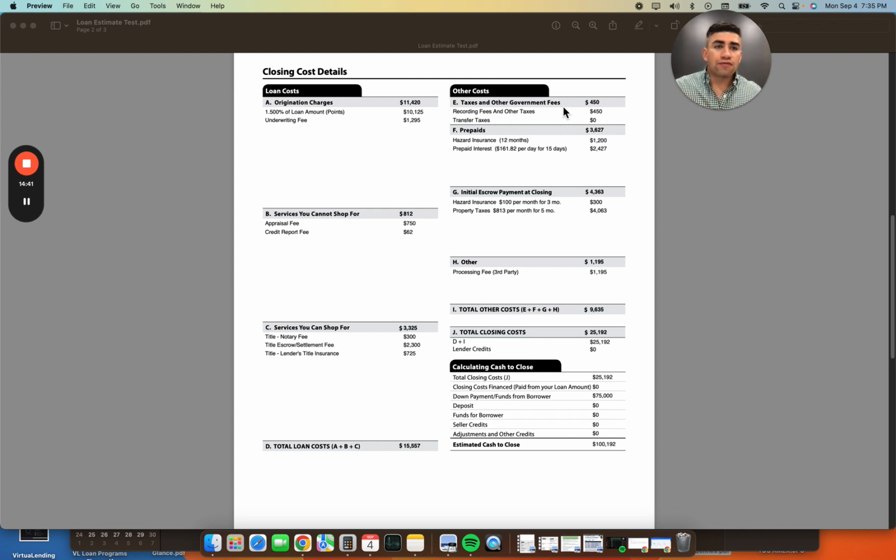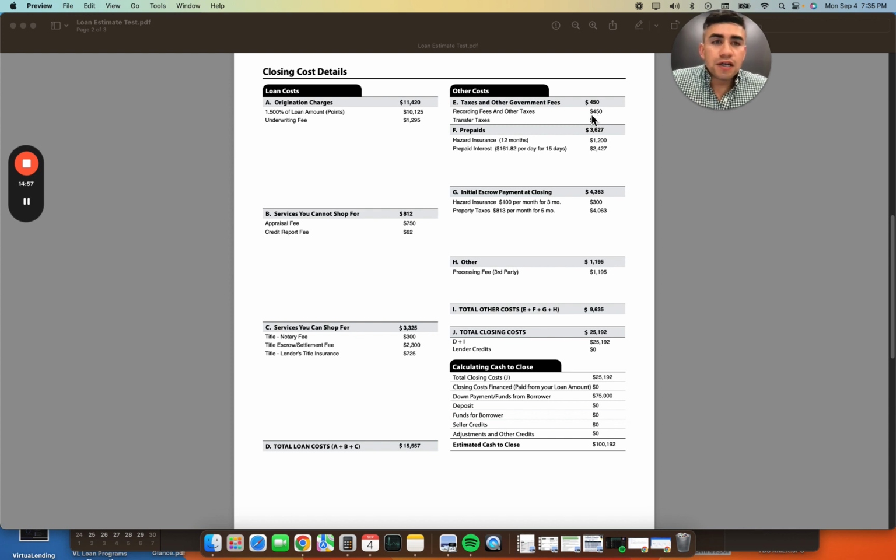But again, in California, it usually is customary for buyer and seller to split these fees 50-50. Ultimately, it's going to depend on what you agreed upon in writing in your purchase agreement. But again, it's usually split 50-50 between buyer and seller.